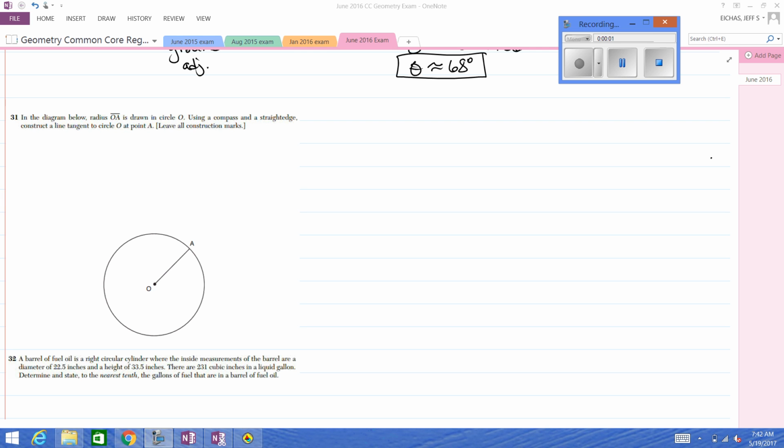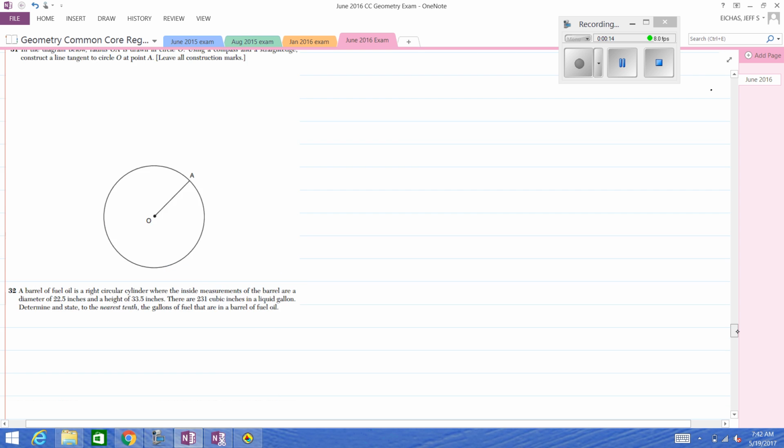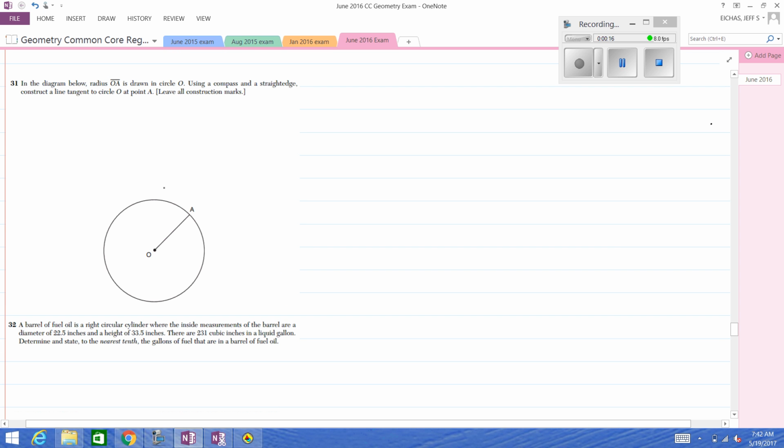Okay, getting back going here with the June 2016 exam, Geometry, Common Core Regents. So we've got this construction problem. I'll talk about what we have to do, and then I'll have to go over to the other software, Geometry Sketchpad, to do this. I just can't show what my compass tool is doing here.